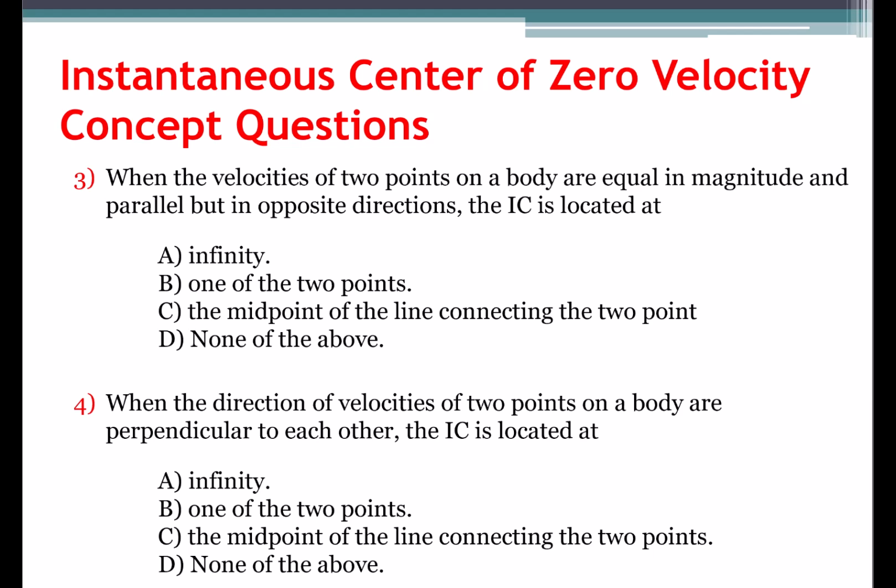Number 4, when the directions of velocity of two points on a body are perpendicular to each other, the IC, the instantaneous center of zero velocity, is located at infinity. Of course not. One of the two points? No, because one of the two points would become zero and the other would be circling around it. The midpoint, the choice above? Of course not. So that leaves us with none of the above.